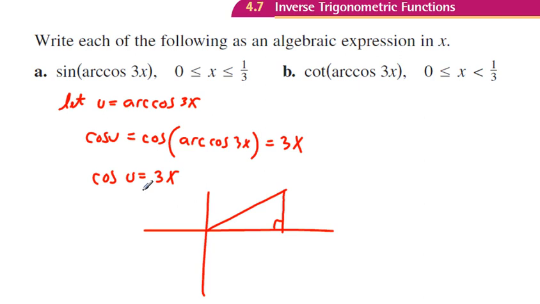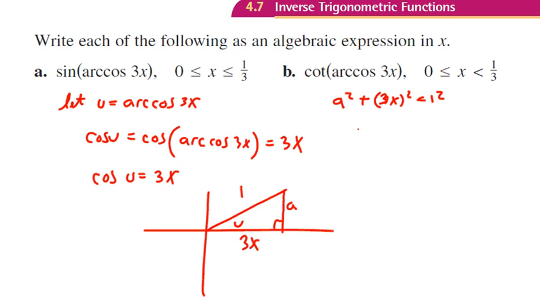Okay, so if this is my u, well, cosine is adjacent over hypotenuse. So I'm going to put 3x over 1. All right. Well, let's go ahead and get the third side of our triangle, and I'm going to call this a so I can solve for a variable. So I'm going to use the Pythagorean theorem: a squared plus (3x) squared equals 1 squared. So I'm doing 1 squared equals a squared plus 3x squared. All right, just using the Pythagorean theorem. Let's go ahead and solve for a.